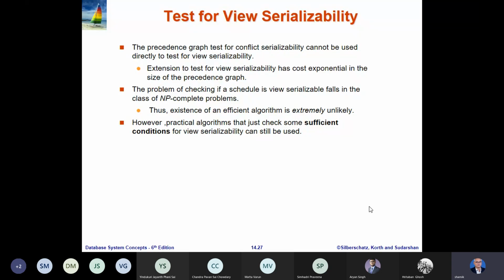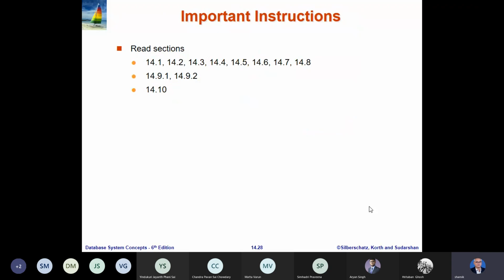We are not going into what types of conditions are to be checked, but these are sufficient conditions. If they exist, then definitely the schedule is view serializable. So for this particular chapter, we focus on these sections.